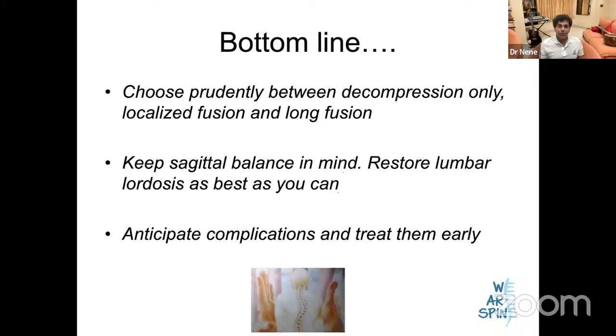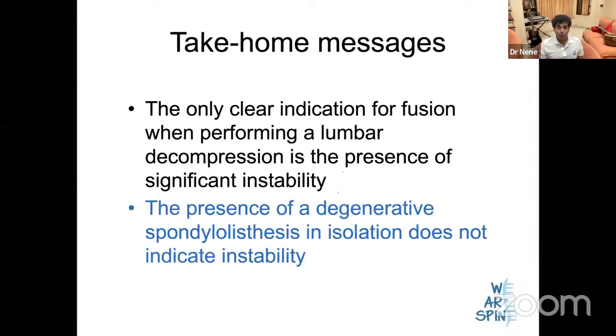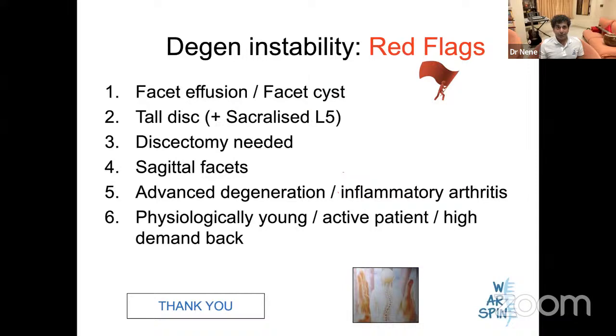And then, think of the risk-benefit ratio and choose prudently between decompression alone and fusion. And as far as degen listhesis is concerned, do a fusion only if there's a definitive indication, and don't do fusions for all degen spondys, because that adds one more layer of complications. And finally, don't forget the covert red flags of a degenerative instability, which can spring up later. All right, so we can stop for now. And if you have any questions, we'll talk about it. Otherwise, we'll move to some MRI discussions.